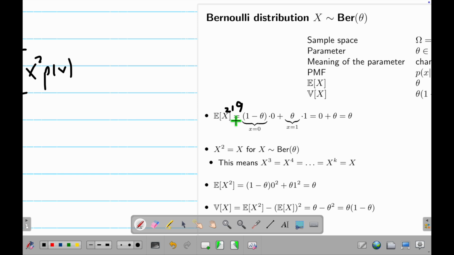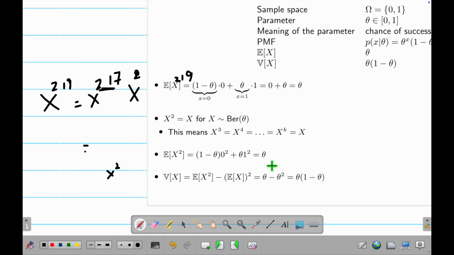Then x to the 219 is x to the 217 times x squared. Because this is x, I reduce the power by 2, and I can decrease it by 2, decrease it by 2. That's recursion. In the end, I will have x times x, which is x squared, and I decrease it by 2, I get x. So x to whatever power is always x. And now this is the same. If I don't know this, and I really do the math, it's the same, because 1 squared is 1. So I still get theta.